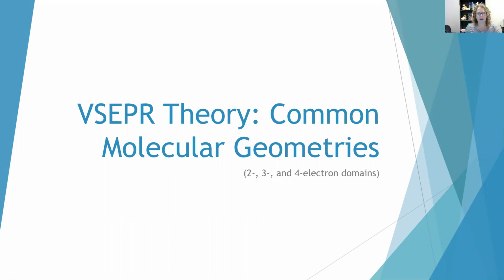We've taken a look at how to count electron domains for VSEPR theory. So we know how to count, and now we want to turn that into shapes. This is actually going to take a couple of videos because there's a lot of shapes possible. For these, we're going to look at our most common molecular geometries, and those are situations where we find 2, 3, or 4 electron domains.